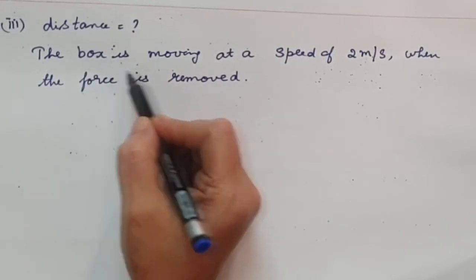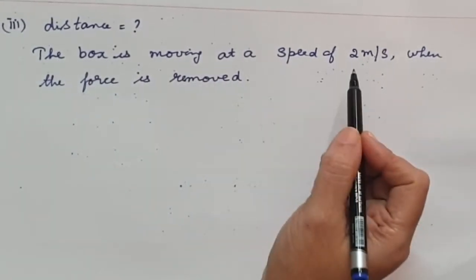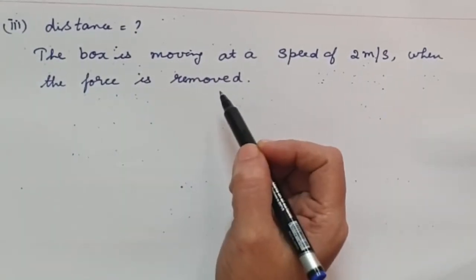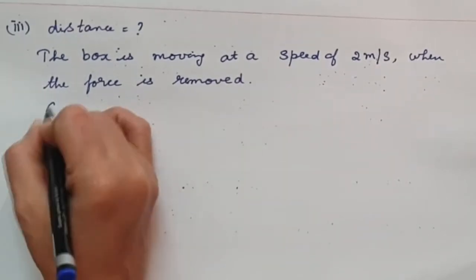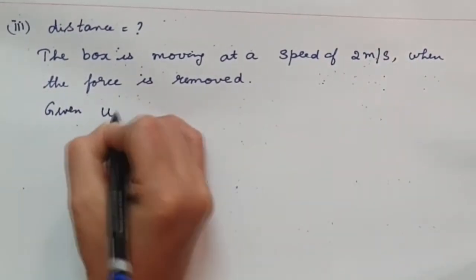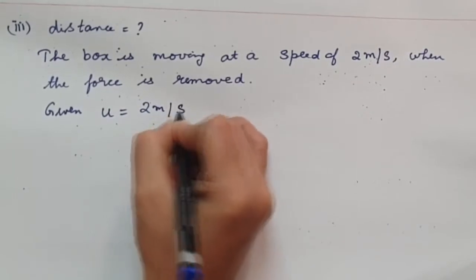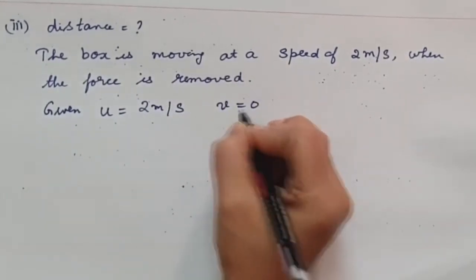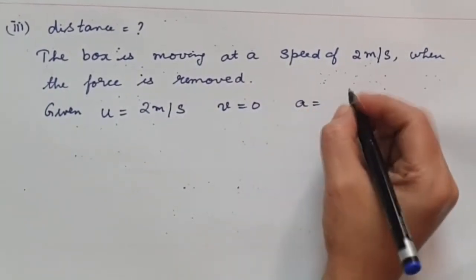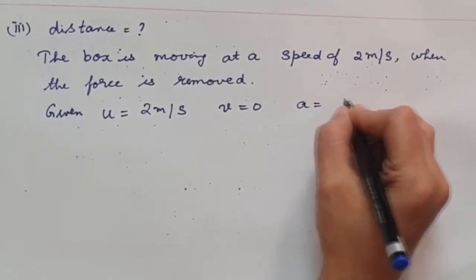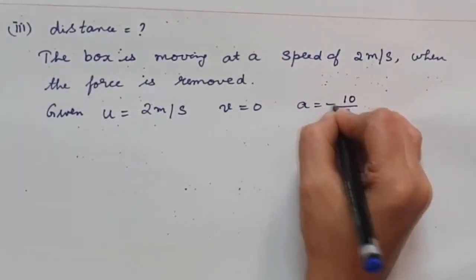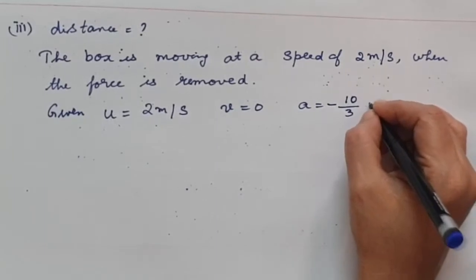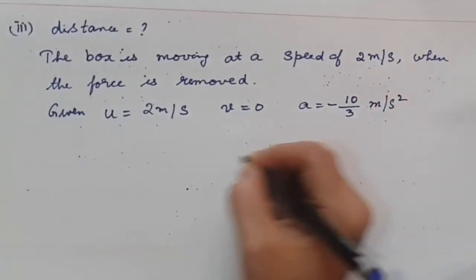It is given in the question, the box is moving at a speed of 2 meters per second when the force is removed. So the information which is given in our question is u equal to 2 meters per second and v equal to 0, that is the final velocity. And we have found the value for a as 10 over 3. But since it's a deceleration, we are writing it as minus meters per second squared.